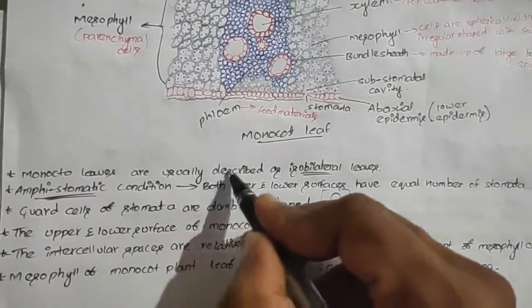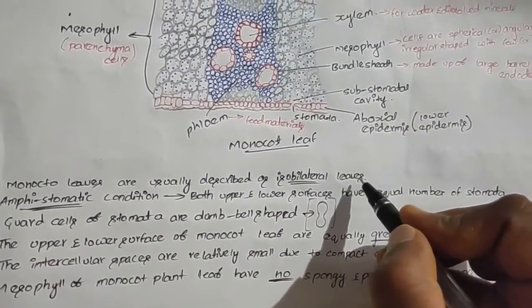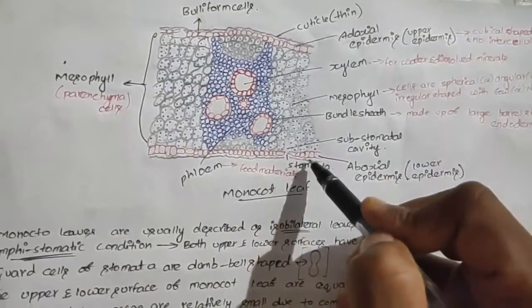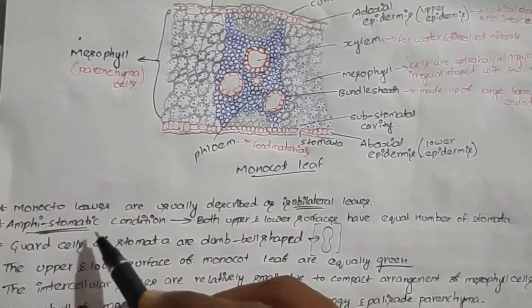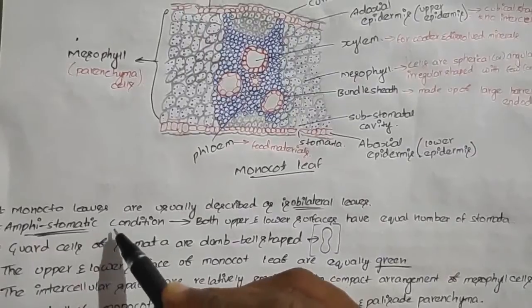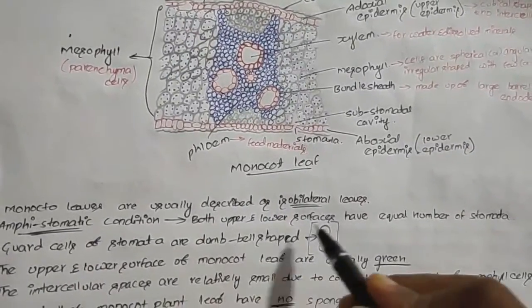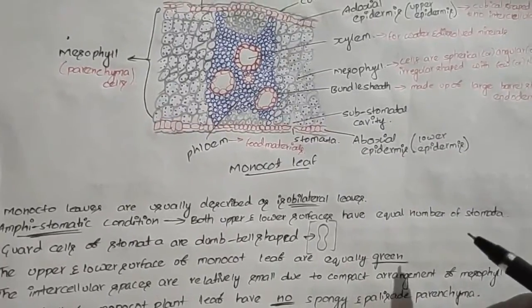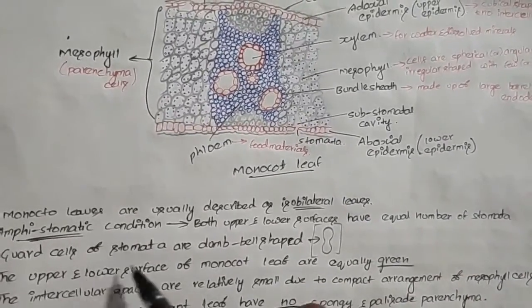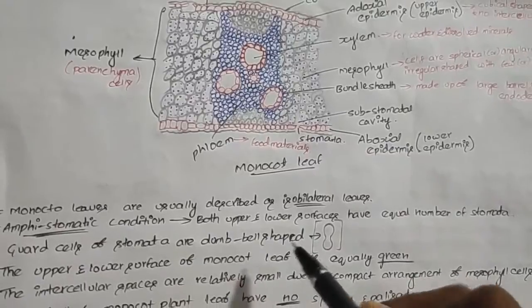Monocotyledon leaves are usually described as isobilateral leaves because both the upper epidermis and lower epidermis are of the same type, and in monocotyledon leaves amphistomatic condition is seen. Amphistomatic condition means both the upper and lower surface have an equal number of stomata, and in the case of monocotyledon leaves the guard cells of stomata are dumbbell shaped.